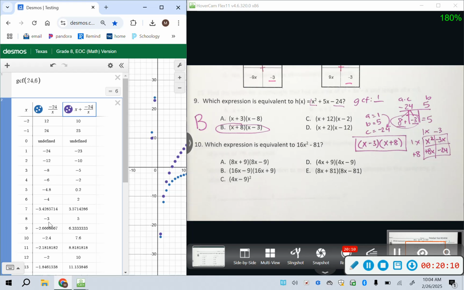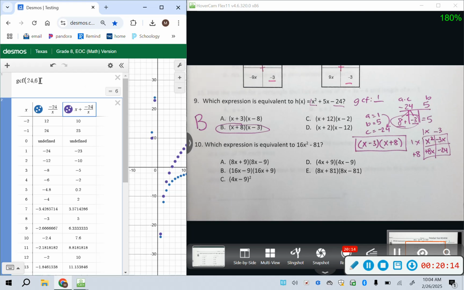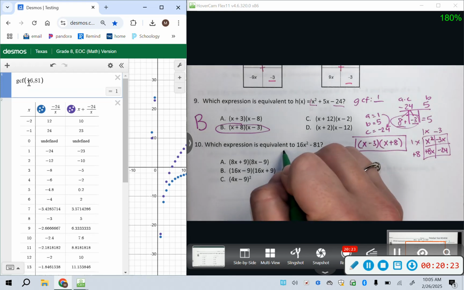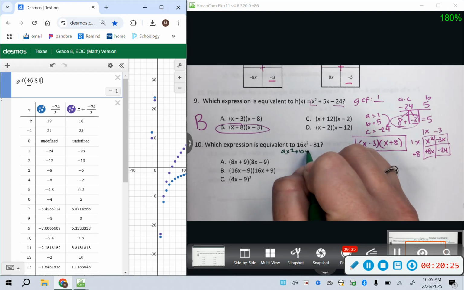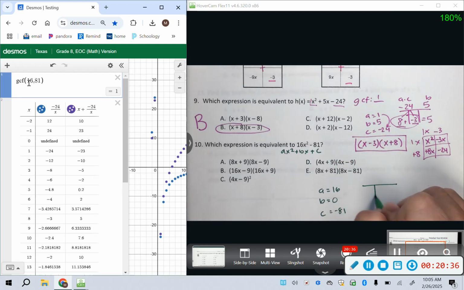Okay, let's look at number 10. Number 10 says which expression is equivalent? First things first, check for GCF. So I have 16, 81, and it's 1, so there is no GCF. So I want you to remember, we're finding A, B, and C like this. So I have A, but I don't have a B. There's no x term, so it's 0. And C is negative 81. Now remember, when B is 0, these are going to match.